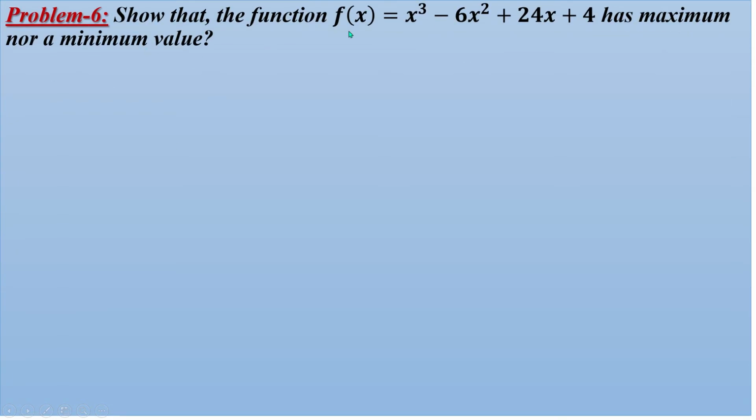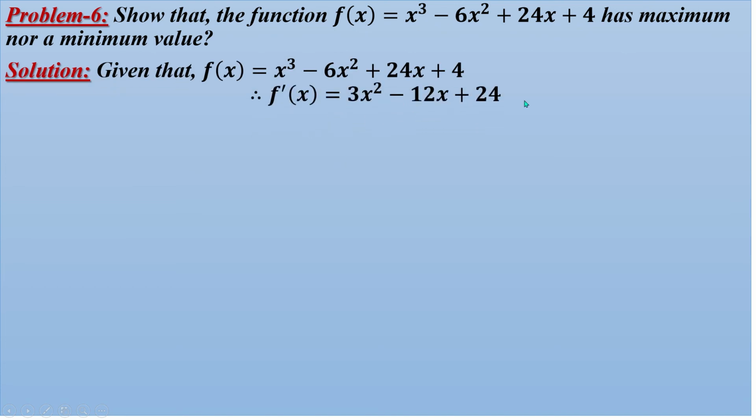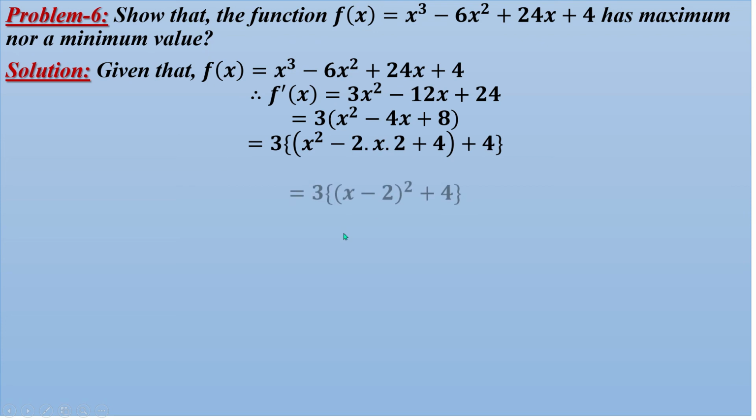Problem 6. Show that the function f of x equals x cube minus 6x square plus 24x plus 4 has neither a maximum nor a minimum value. This is a given condition. First derivative will be this. Now take common 3, we will get this, and this equals, we can write, x square minus 2 into x into 2 plus 4. This equals, we can write, (x minus 2) whole square plus 4.